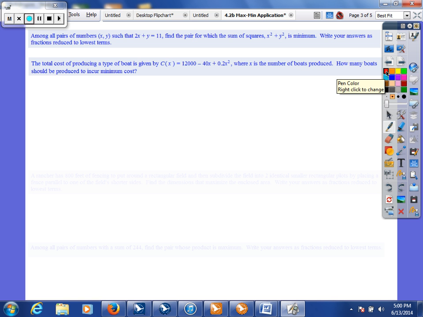Where x is the number of boats produced. So x is the number of boats. C is the cost that it costs a company to produce these. How many boats should be produced to incur minimum cost? So we want to find a minimum. What do we find the minimum of? Cost. What is cost? This. So this is your primary, because that's what we're trying to find the max or min of.